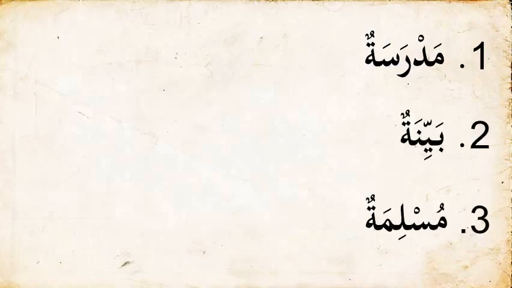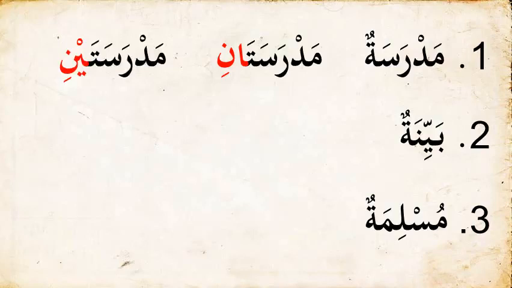Just a quick note on words ending with ta marbuta. Feminine words ending with ta marbuta. So we have the word madrasatun, or bayyinatun, or muslimatun. All of these words end in ta marbuta, therefore all of these words are feminine. If I'd like to convert these words to dual, like the word madrasatun, which means a school, and I would like to say 2 schools, I would follow the same process of adding ani or aini.